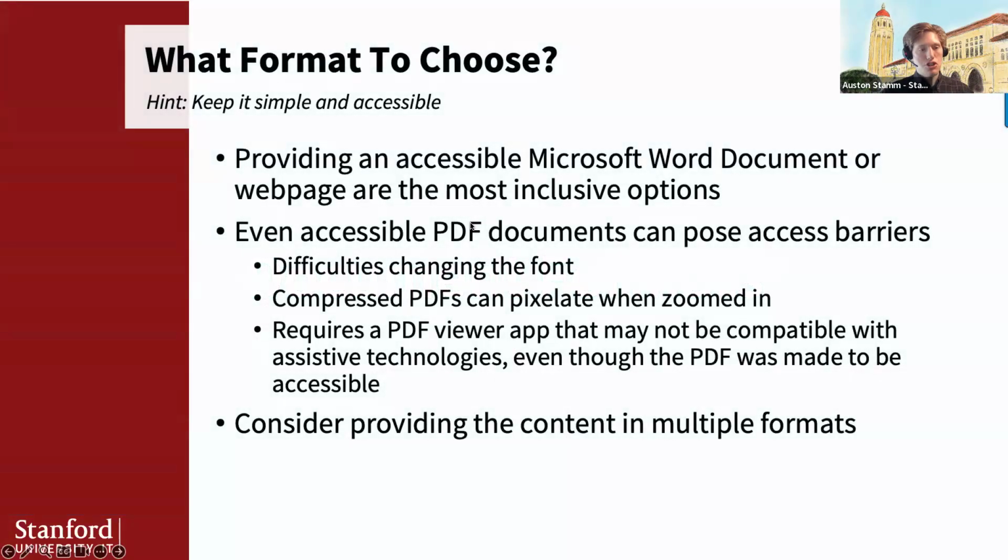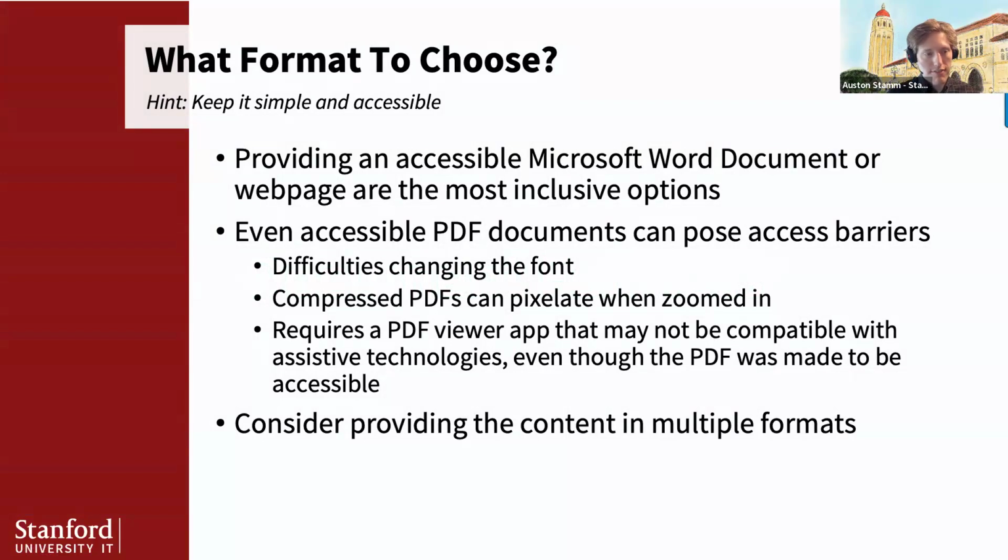So what format to choose for your document, and how can we easily create accessible content when it comes to documents or your different materials? I think one thing to be thinking about is web pages are usually pretty easy to make accessible. Another option is a Microsoft Word document. PDFs can pose different accessibility barriers.